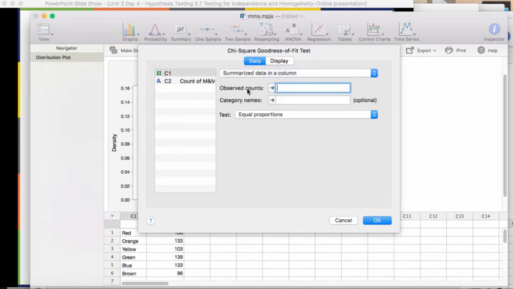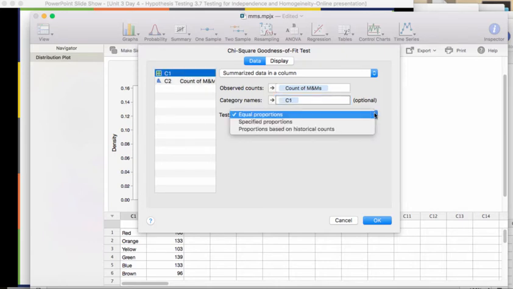Then it's asking for observed counts and also the category names. Our observed count comes from column 2. Our category names, it says it's optional, but we did write our category names when we typed in the data, so that's contained in C1. And you can actually do a couple of different tests. We are going to be doing the test of equal proportions.